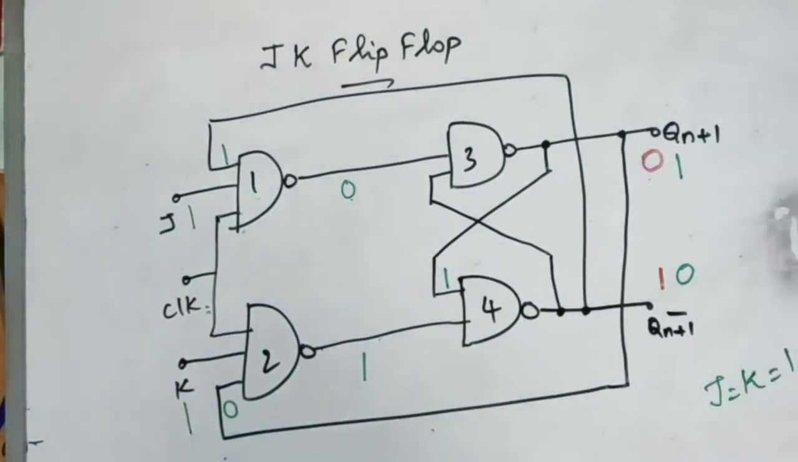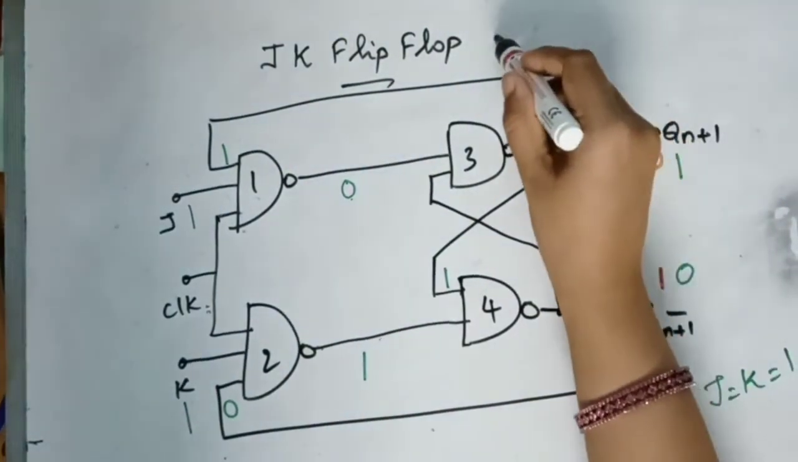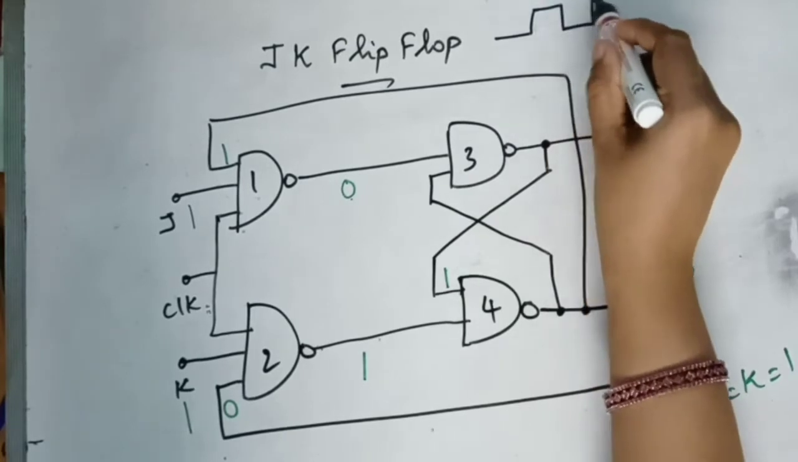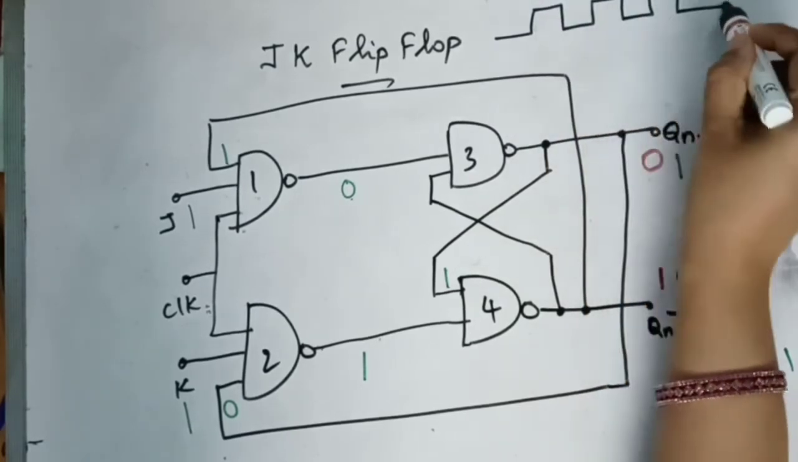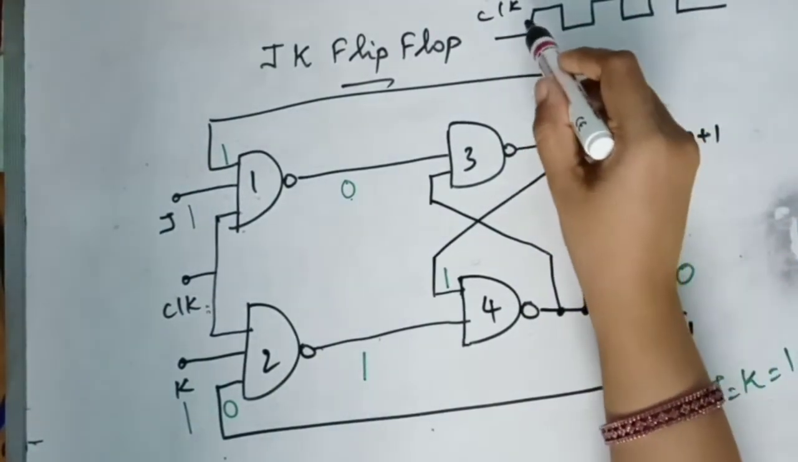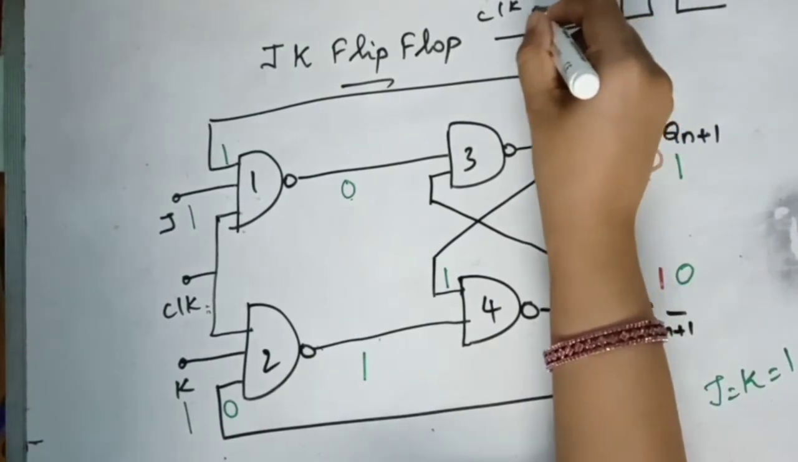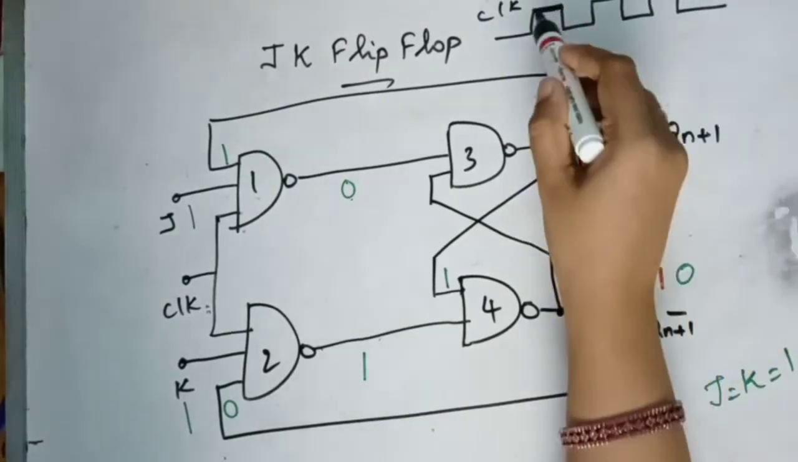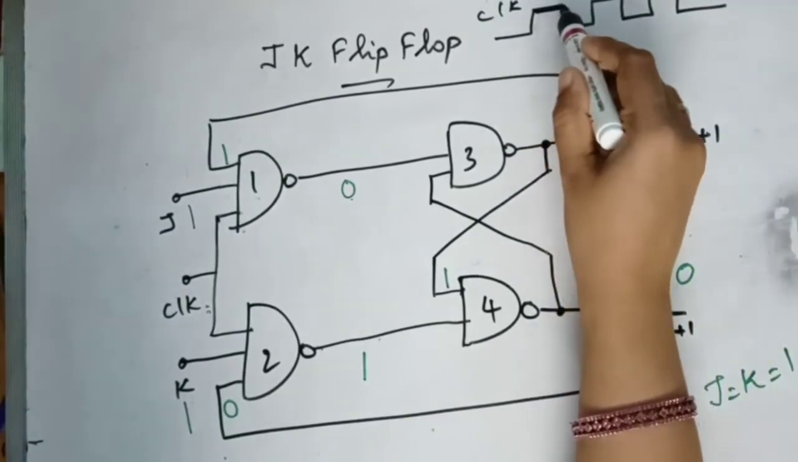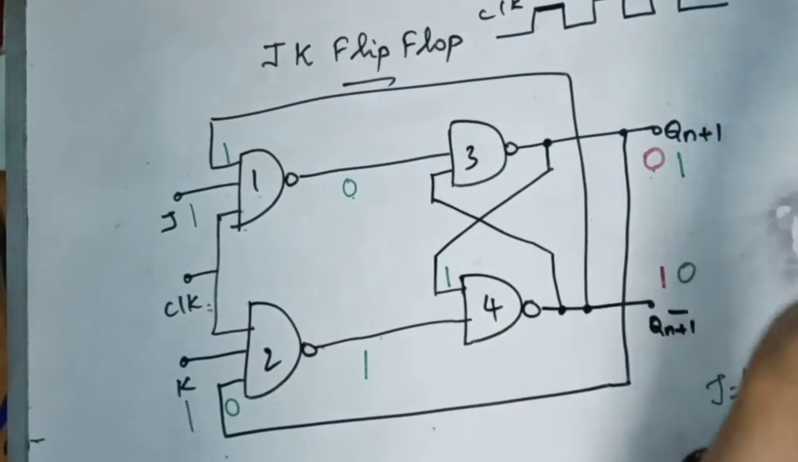Okay. Now the issue here is with the clock. Suppose this is my clock. And suppose you get this output when the clock is high. So at this particular time, the clock is high, and at that time the output changed from 0 to 1.